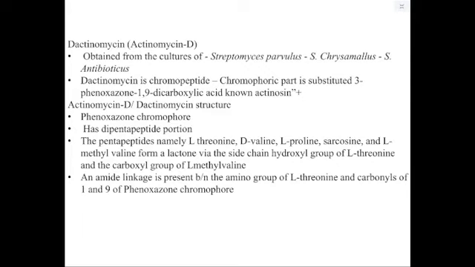And we can move on to the next class, which is dactinomycin, or actinomycin D. Again, it's naturally occurring, and it's a chromopeptide. In other words, when you look at the structure, we will see it has a peptide, and the peptide is important as part of the chromophore. That's why we're saying it's a chromopeptide, and the chromophoric part is substituted 3-phenoxazone 1,9-dicarboxylic acid, known as actinocin.